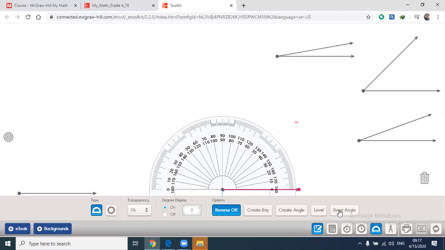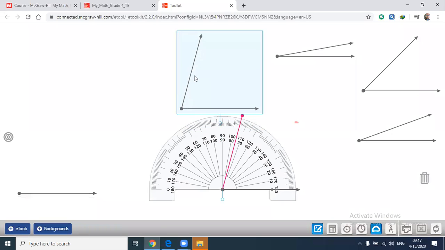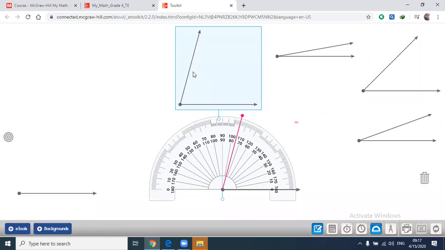Okay, so where is 75? Between 70 and 80. So I will draw the angle like this between 70 and 80, which will be 75. I have the angle with 75 as you see.